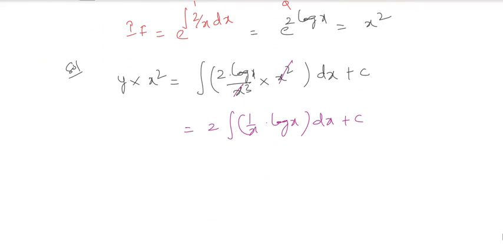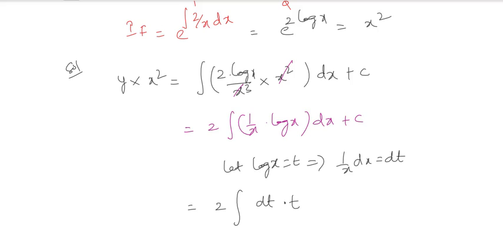So the substitution method, you can also do it by letting log x equal to some other variable t. From this, 1 by x dx is equal to dt, so you can substitute directly. You will have 2 into 1 by x dx as dt, and log x is nothing but t. So it becomes the integral of 2t dt plus c. With respect to t, I have to do the integration. Am I right or not?